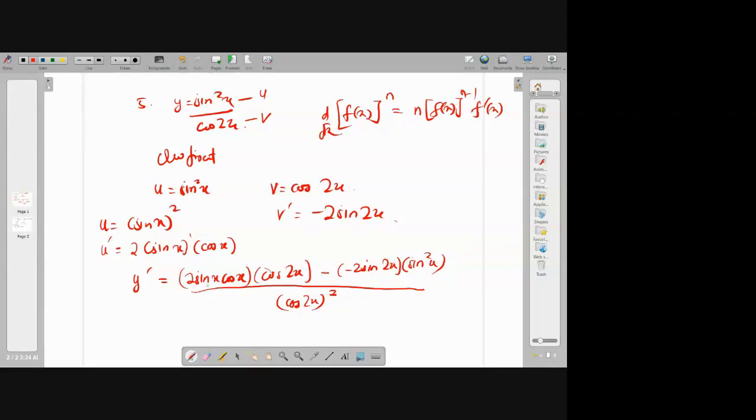Can you simplify this? 2 sine x cosine 2x. Can you simplify this? Okay, so if you can simplify, what is the answer? Can or cannot?